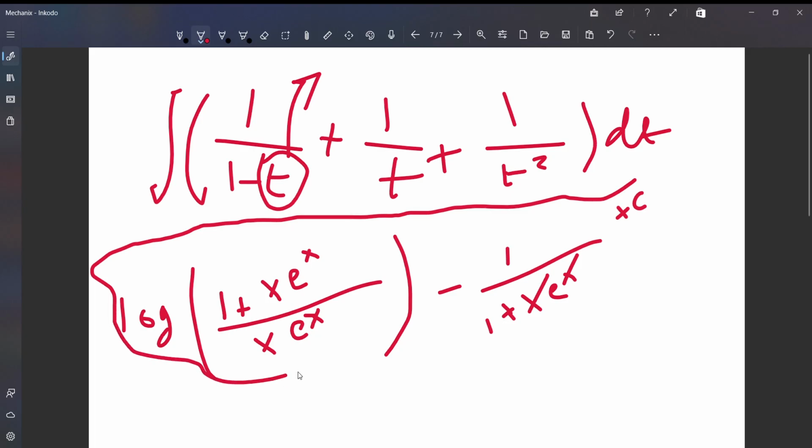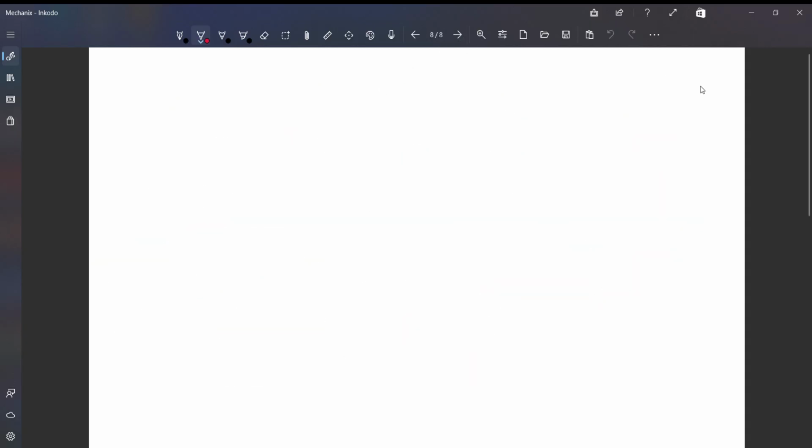Hope you liked the integral. Even I am quite surprised by how it turned out. So give me 1 minute until I find another question to solve.